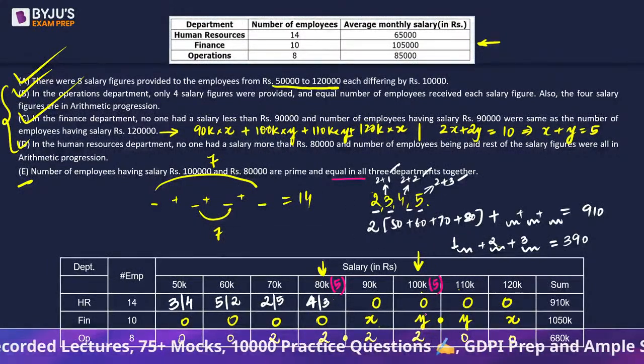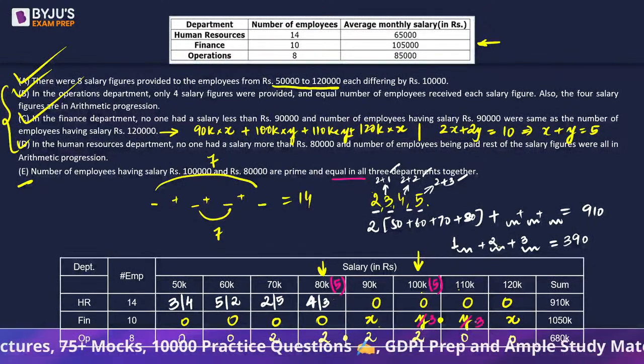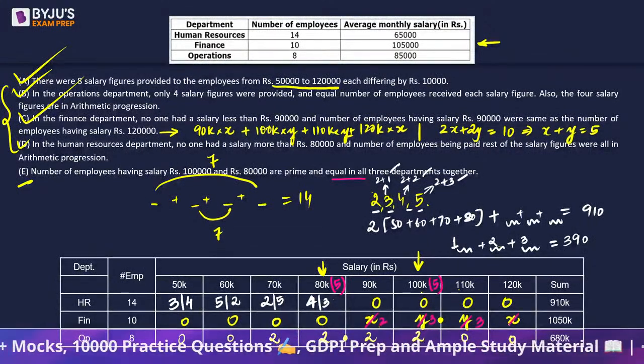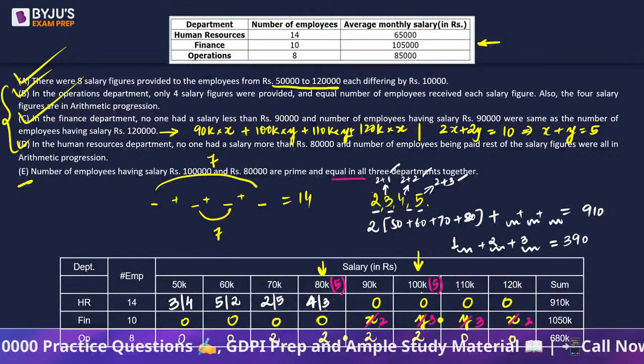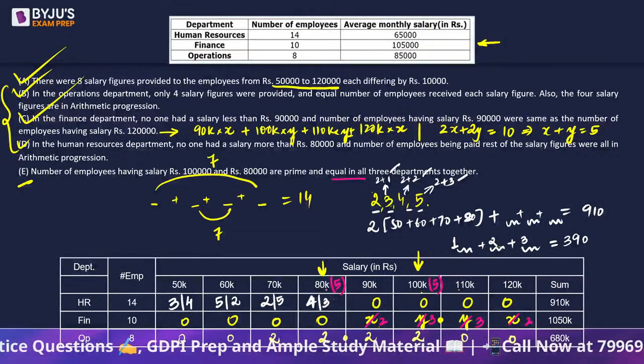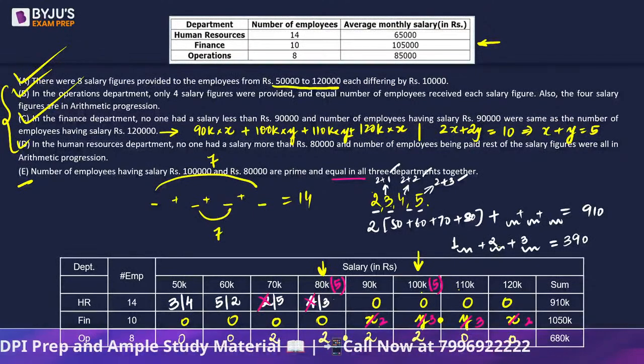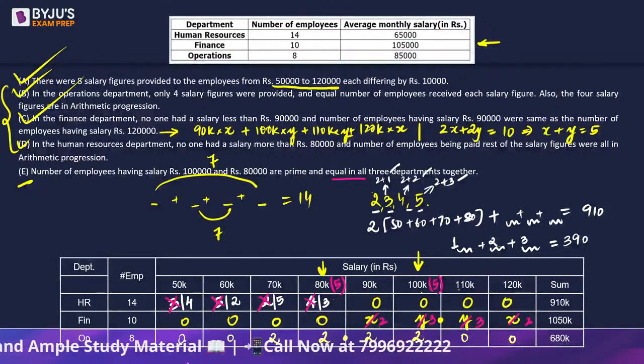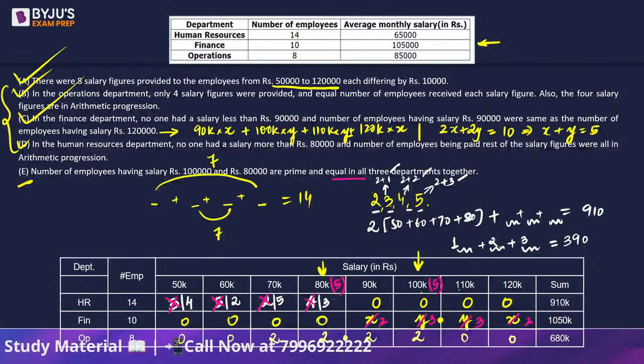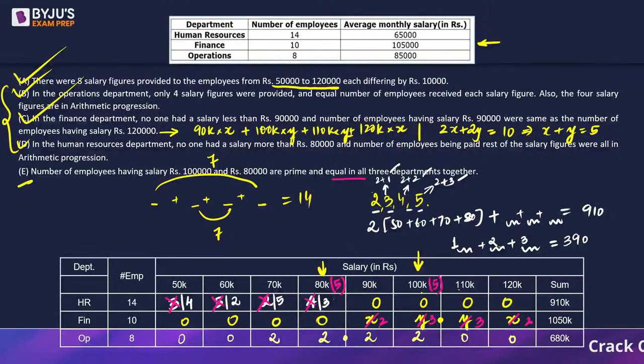So that gives us y as 3 and x is going to be 2. And this also forces us that the 80,000 count has to be 3, which means the first combination is not possible. So in the HR department, there are 4 employees who got 50,000, 2 employees who got 60, 5 employees who got 70, and 3 employees who got 80. Such that the sum is 910. Similarly for finance and operations, it was fixed.